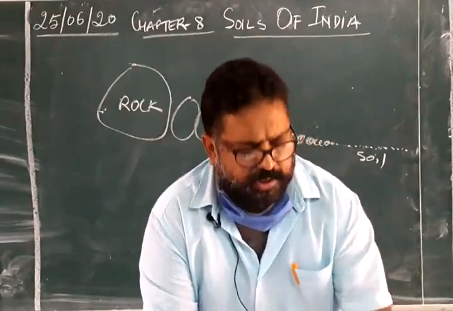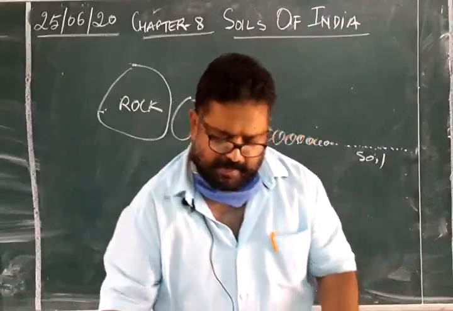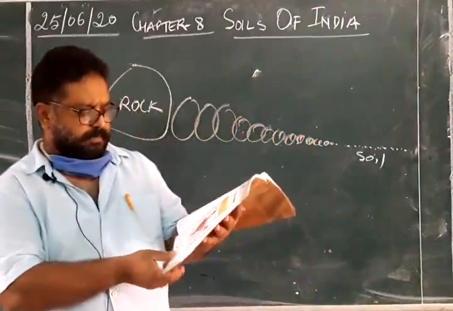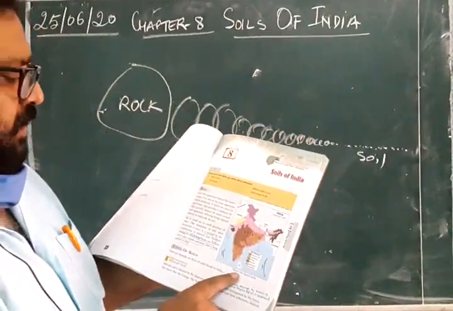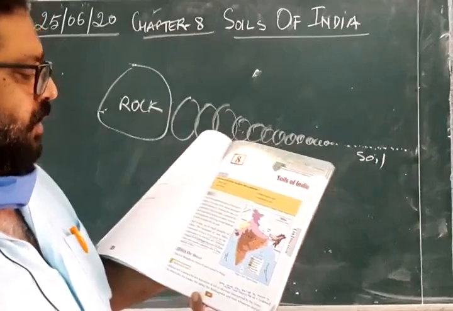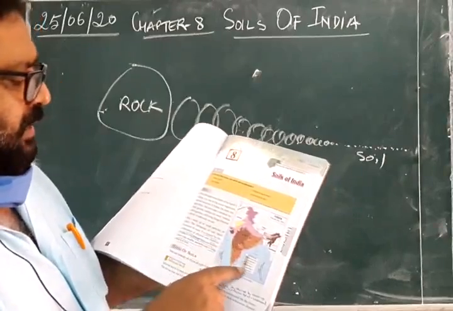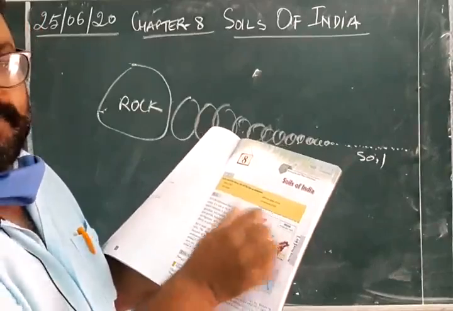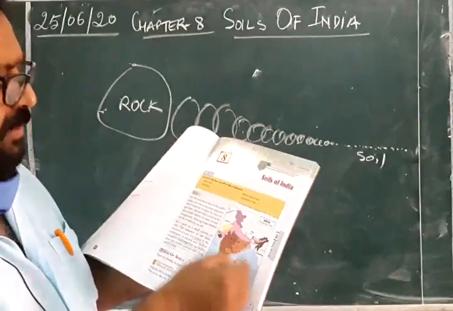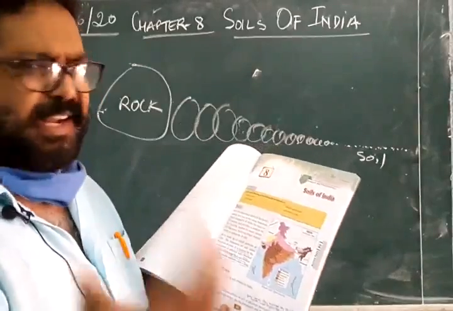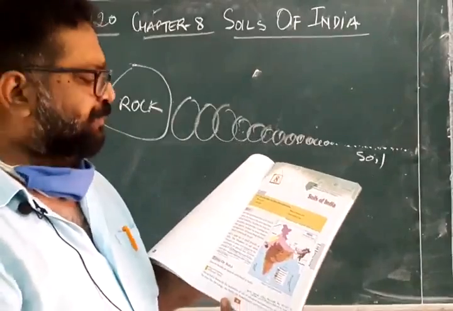Before that, if you see the map of our country on page number 55, you can see the major soil types of India. This is the key, which helps us to understand a map. We learn this when we do maps and all that.